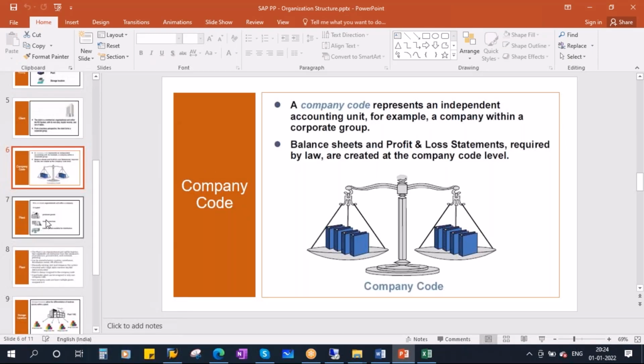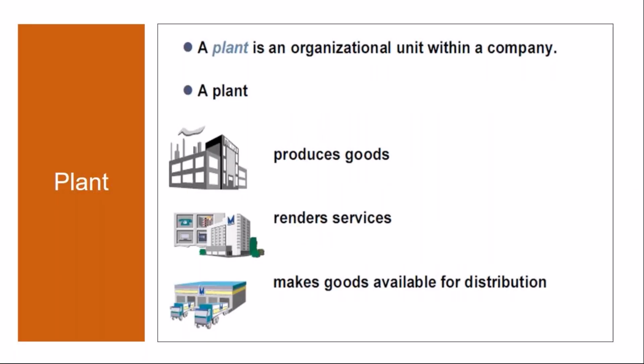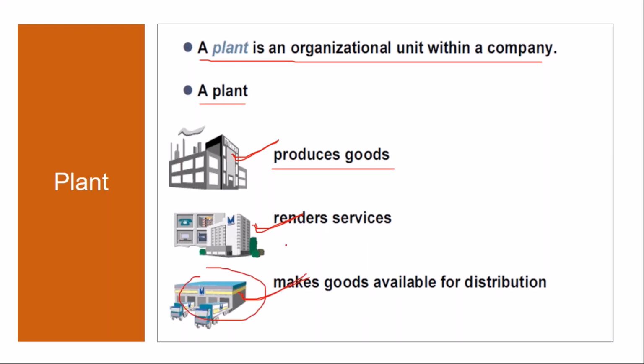Next one is the plant. So what is plant? A plant is an organizational unit within a company. A plant produces goods. A plant can be a manufacturing site where they produce products. It can be a service center, or a distribution center like a godown or warehouse. All these are termed as plant. Even an HR office is also termed as a plant.